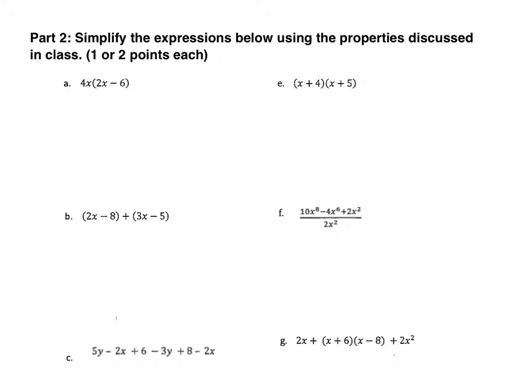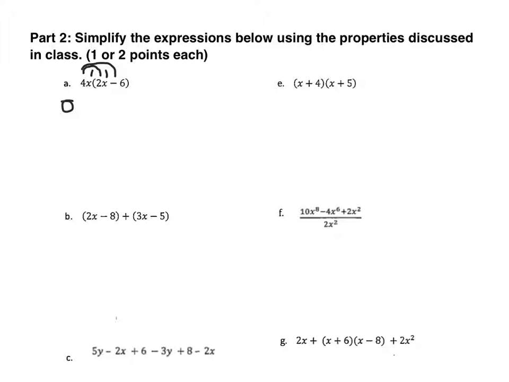Now in part 2 you had to simplify using all the properties that we've discussed and learned about in Unit 1. This first one is just multiplication. You have to distribute the 4x through the parentheses. 4x times 2x is the same as 4x to the first times 2x to the first. You have to add those exponents.